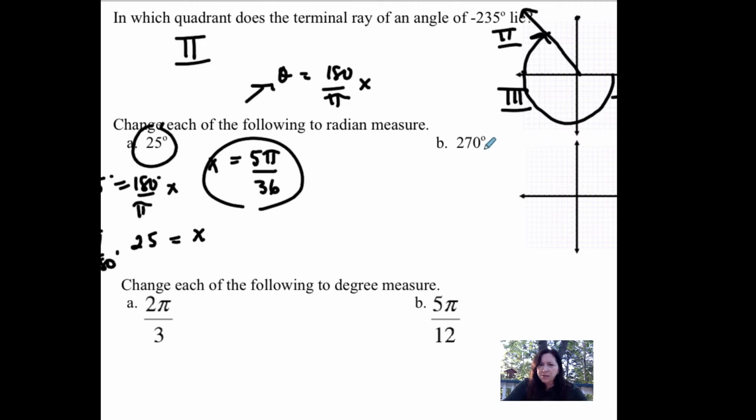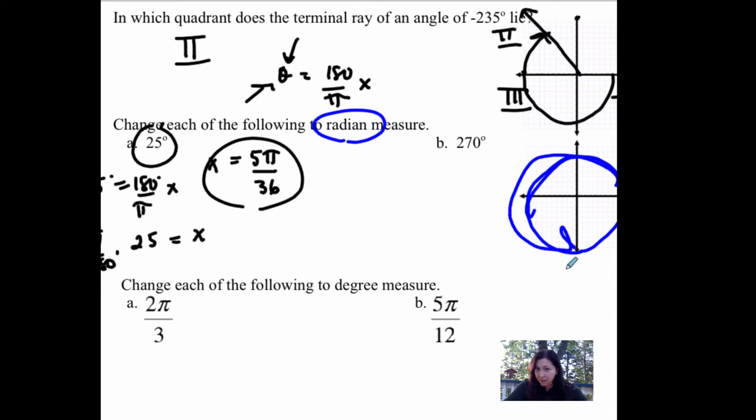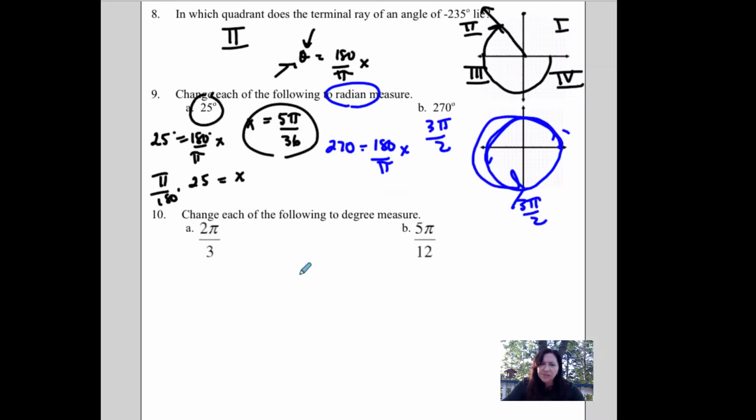For this one, 270 degrees, I could also plug in 270 here, but at the same time, I can say, well, I can count. If I'm trying to go into radians, this is pi over 2, pi. So this is a half a pi, 1 pi, 1.5 pi, 2 pi. So at 270 degrees, which is right here, that's at 1.5 pi, which is 3 pi over 2. I also could use the formula and go 270 equals 180 over pi times x and then multiply by the reciprocal. For this question, it says change these to degrees.